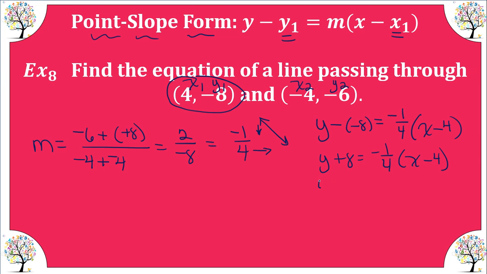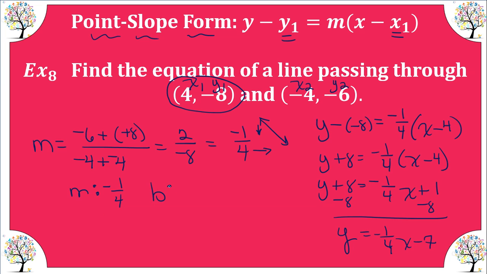Now, let's get into slope-intercept form, and all we need to do is first distribute my -1/4, and now we need to get the 8 off of the left side, so we're going to use the subtraction property of equality. So if we were asked to identify the slope, my slope is -1/4, and my y-intercept is 0, -7. And I could graph this very easily. I would start at -7, and then my slope is down 1 and right 4, and down 1 and right 4. So this gives us an idea of a quick sketch of what the graph would look like.